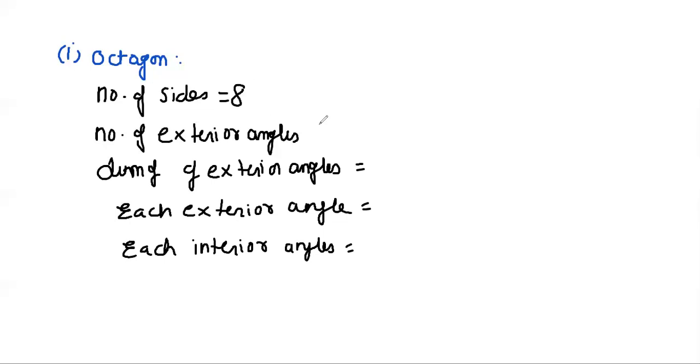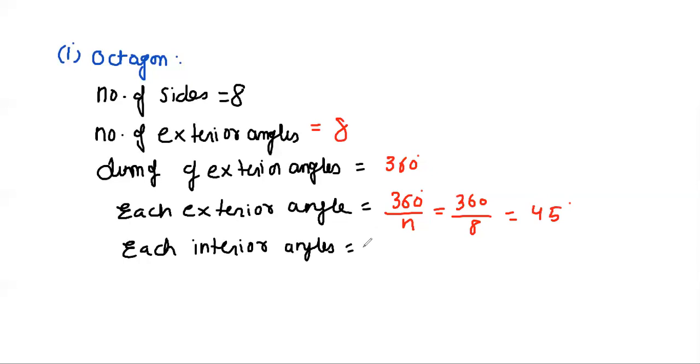Sir, number of exterior angles is also 8. Sum of exterior angles is equal to 360 degrees. We all know this. Each exterior angle is equal to 360 degrees divided by the number of sides. The number of sides is 8. Now if I divide this by 8, I get 45 degrees. I hope you got 45 degrees.